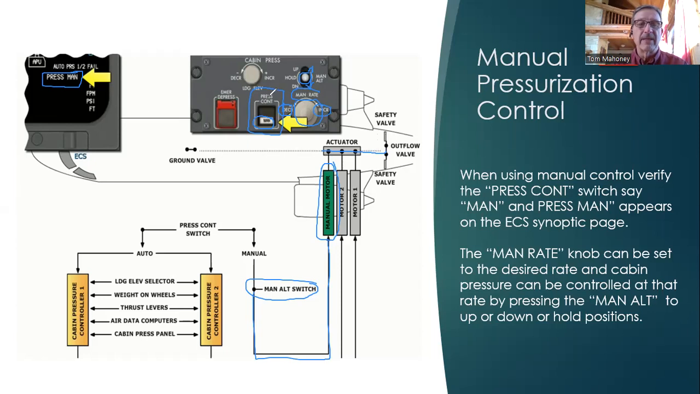So it takes several things. Again, make sure that the switch is in manual, that we have pressure manual indicated on the ICAS, select our rate to the appropriate rate that we want, and then we can toggle the switch up or down to decrease or increase the cabin pressure. Simple as that.